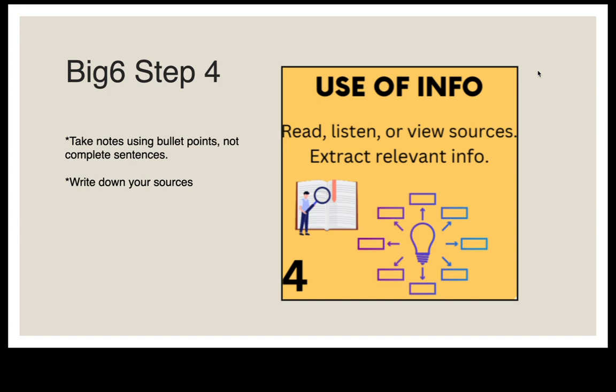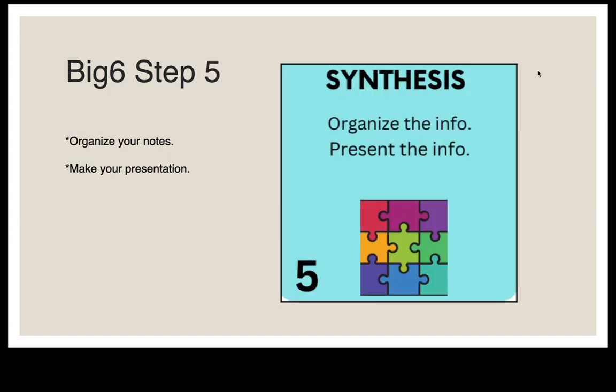In step 4, you're actually going to use the information. You're going to read it, listen to it, or view it, and you're going to take notes. But I recommend using bullet points, not complete sentences, because we definitely don't want to plagiarize. You need to write down and make a list of the sources that you're using so that when we do your final project, you are able to give credit where you need to. After reading, listening, and viewing, taking your notes, you're going to be taking out the pieces of information that are important and that actually help you to answer your question.